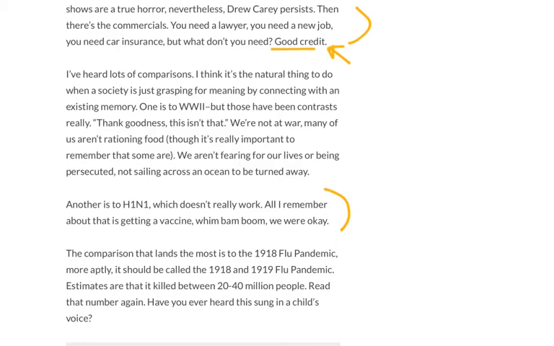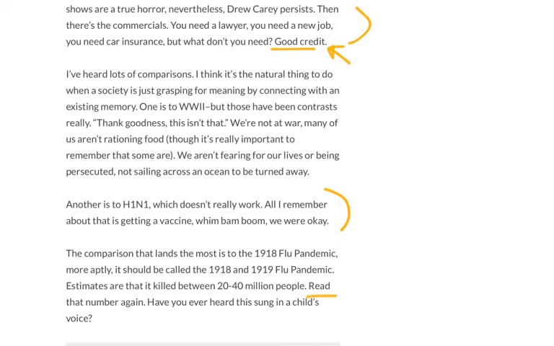That is fine. The comparison that lands the most is to the 1918 flu pandemic. More aptly, it should be called the 1918 and 1919 flu pandemic. Estimates are that it killed between 20 to 40 million people. Read the number again.